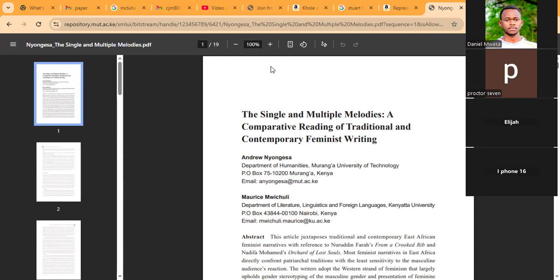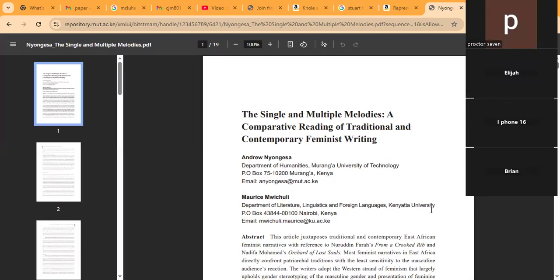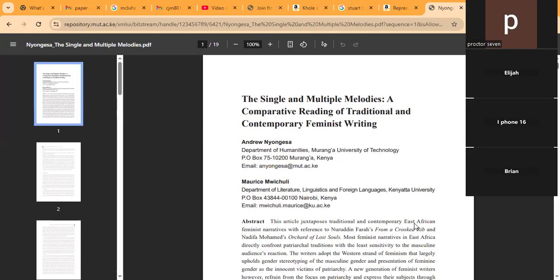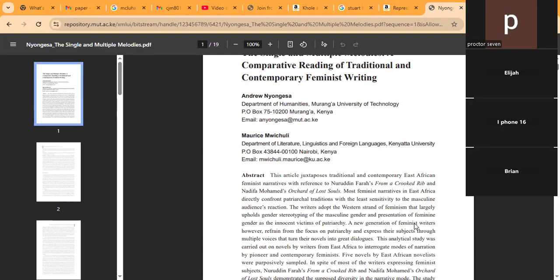Okay. Yeah, so mostly when we write papers, scientific papers, like this one, I collaborated with my colleague from Kenyatta University. And then you can see the abstract.